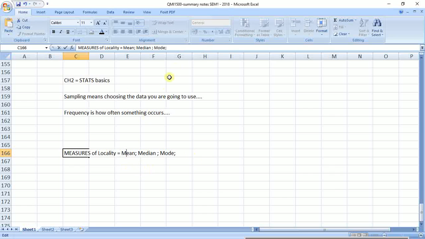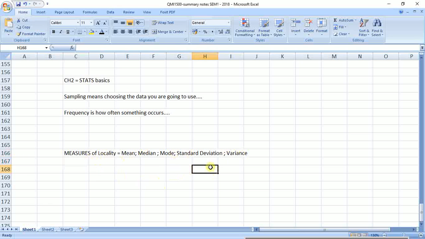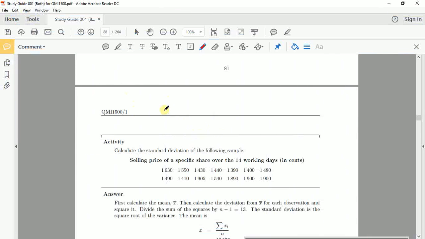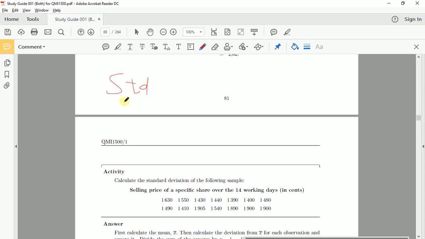I want to write these down as well. Standard deviation and then variance. Mean, mode, standard deviation, variance can be worked out on the calculator. But variance and standard deviation are important, so this you need to study. Standard deviation is equal to the square root of the variance.